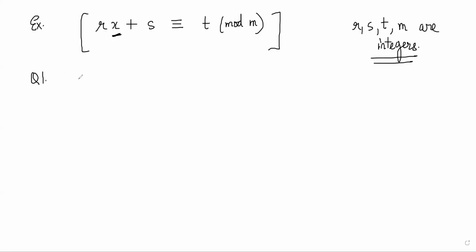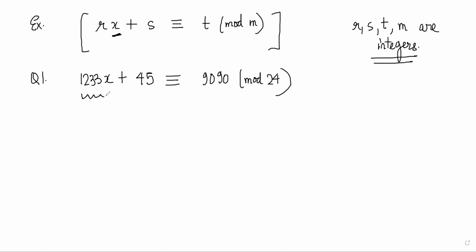So for example, the first one is you have 1233x plus 45 is congruent to 9090 mod 24. We have to find the x such that 1233x plus 45 is congruent to 9090 mod 24, right? Now, obviously, we have the property that we can add and subtract the same thing from both sides of a congruence. So in the first step I will subtract 45 from both sides of the congruence. So I end up getting 1233x is congruent to 9045 mod 24, right? So this is my new equation.